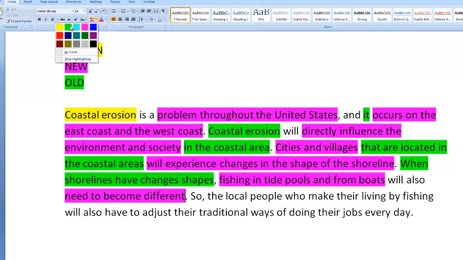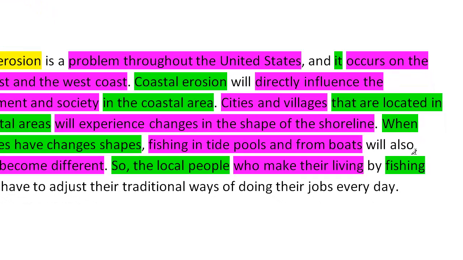So I'm going to highlight that as old information because I feel like the writer has already established who those local people are. The local is the cities and villages that they've already mentioned here, who make their living by fishing. And so we have not mentioned that that's how they make their living, but we have talked about fishing already and the fact that there's going to be fishing going on. So we're just connecting here. The writer is making a connection directly between the cities and villages and the fishing. So I'm going to highlight fishing as old information, but I'm going to highlight this piece here as new.